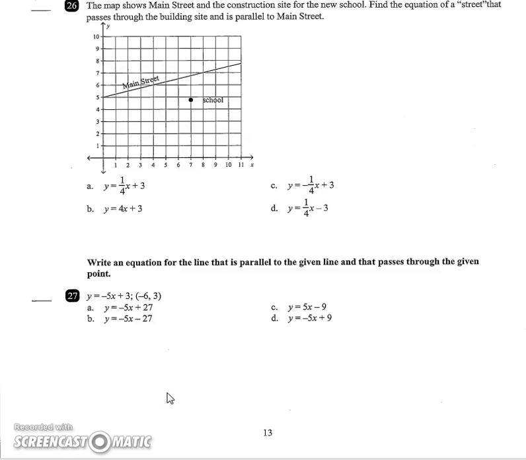27, write an equation for the line that is parallel to the given line and that passes through the given point. Notice the equation is y equals negative 5x plus 3, so it's already in slope-intercept form. So you will need to know about parallel lines and their slopes. In addition, you will have to use the point negative 6, 3. You are more than welcome to use point slope form or slope-intercept form to write your equation.